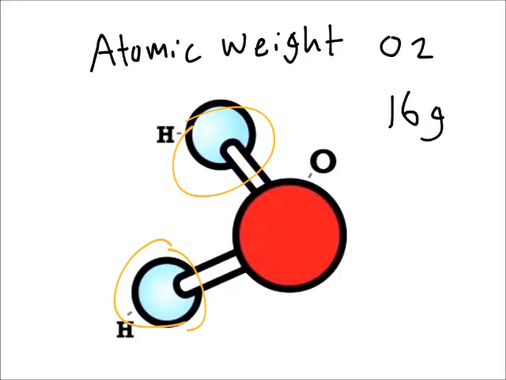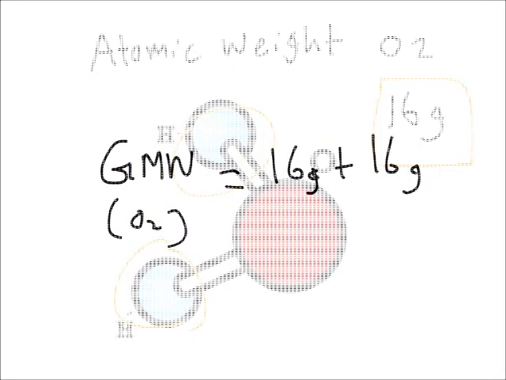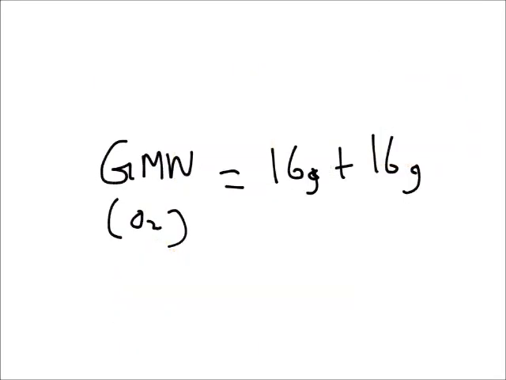So we need to multiply the atomic weight by 2. So the gram molecular weight of oxygen is 16 grams plus 16 grams because there are 2 atoms, and that gives me oxygen's gram molecular weight of 32 grams.